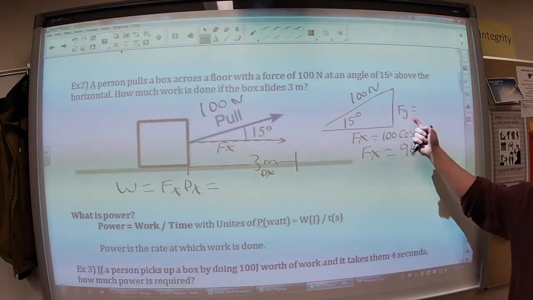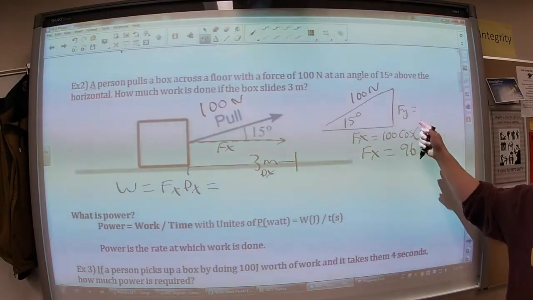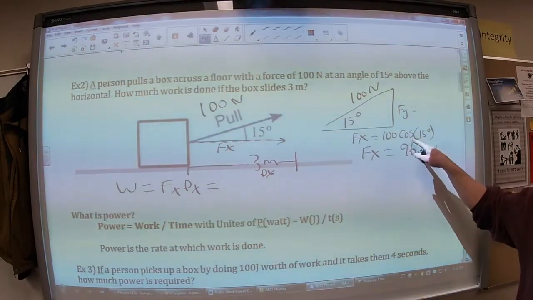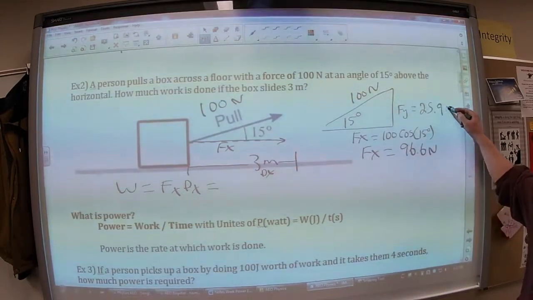If I do the multiplication for the vertical component, you would do 100 times the sine of 15 degrees. So instead of cosine, we'd have sine, and this would give me 25.9 newtons.